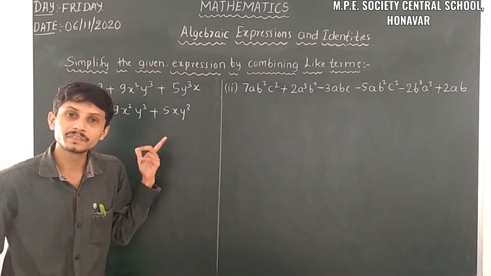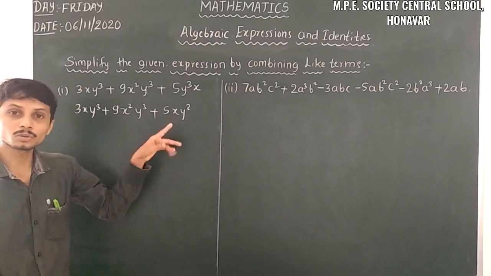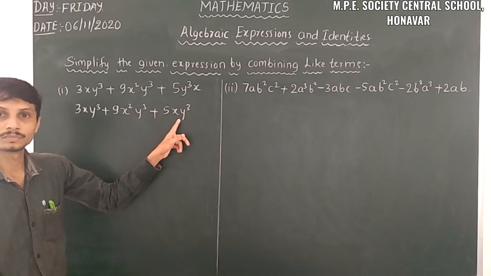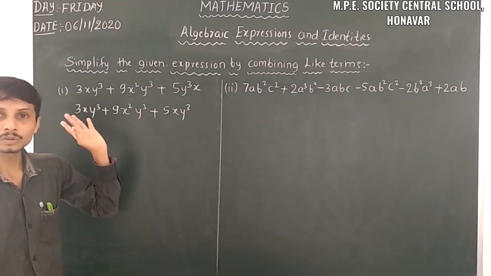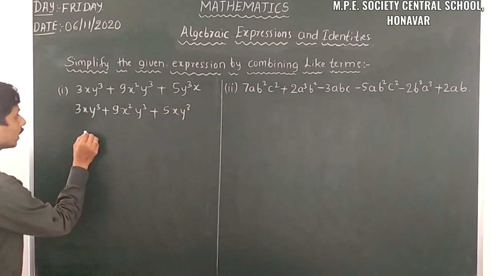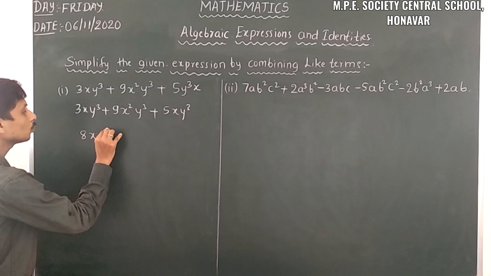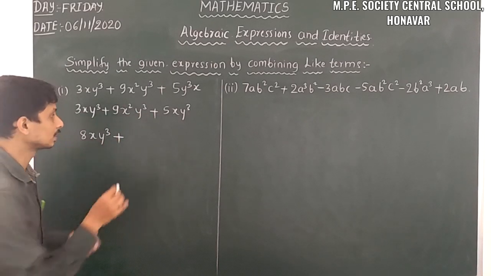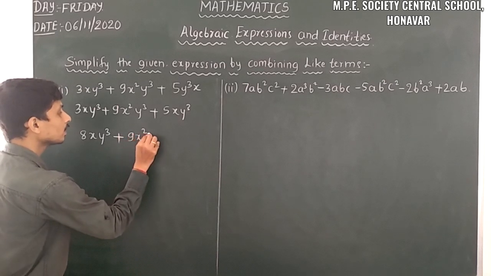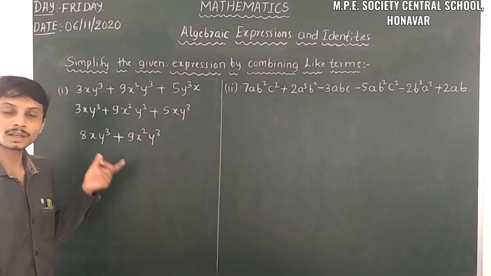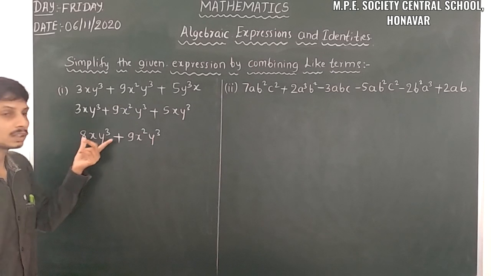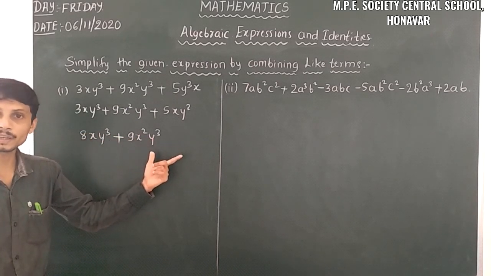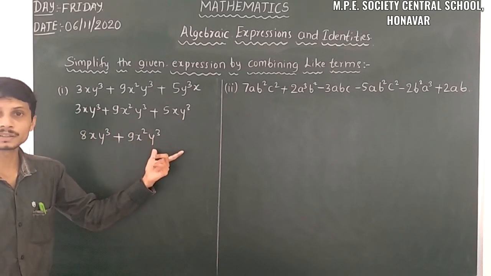So here we can add those two like terms, that is 3xy cube plus 5xy cube. 3 plus 5 is 8, so 8xy cube plus, here it remains like this only, 9x square y cube. So how many terms are there here? 1 term, 2 terms. Those are unlike because these are in different variables with different powers.